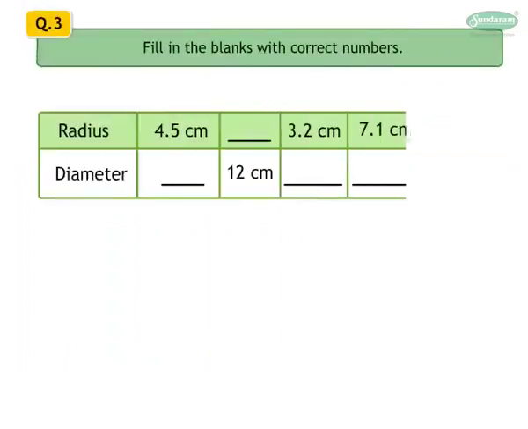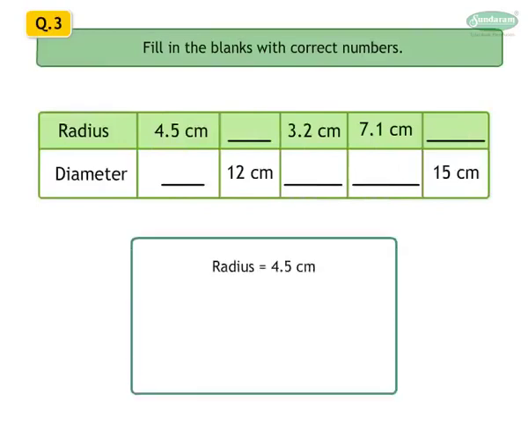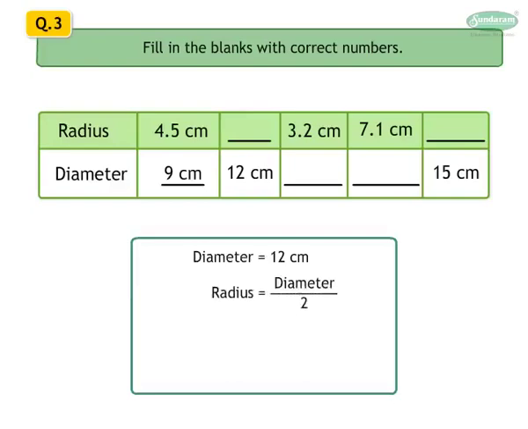Number 3. Fill in the blanks with correct numbers. Radius is equal to 4.5 centimeters. Diameter is equal to 2 into radius is equal to 2 into 4.5 is equal to 9 centimeters. Diameter is equal to 12 centimeters. Radius is equal to diameter upon 2 is equal to 12 upon 2 is equal to 6 centimeters.